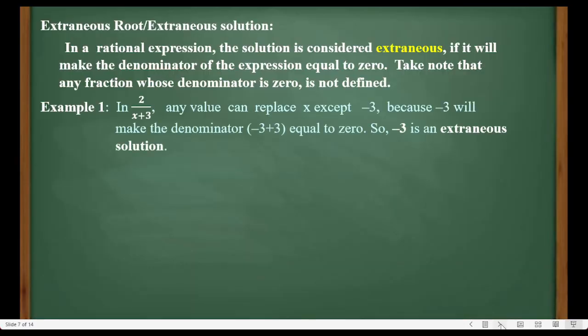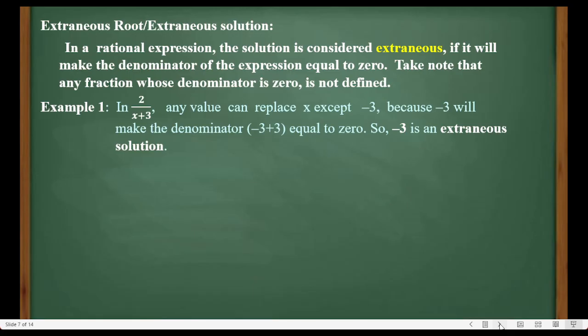Take for example number 1, we have an expression 2 over the quantity x plus 3. Now, any value can replace x, but not negative 3. Meaning to say, we can accept any value of x but not negative 3, because negative 3 will make the denominator x plus 3 equal to 0. Okay? So, meaning to say, the value negative 3 is the extraneous solution or extraneous root. Okay?